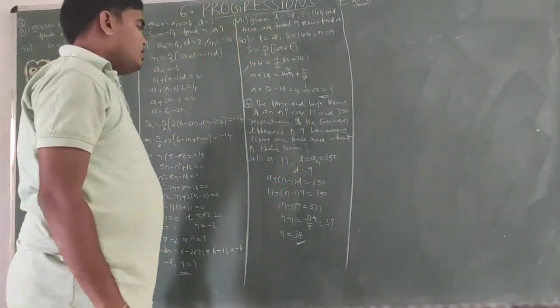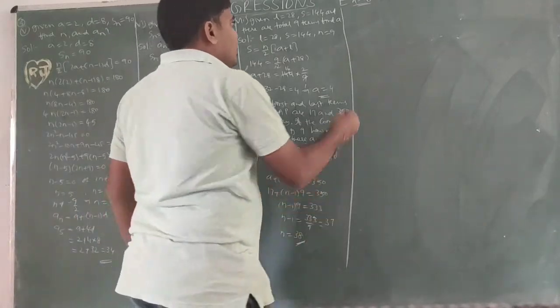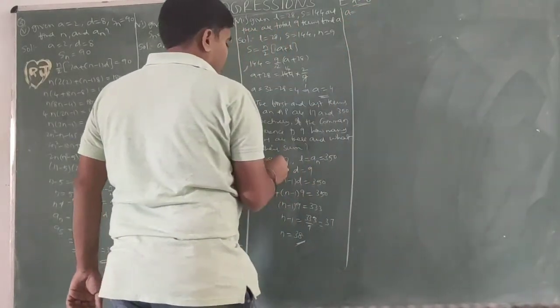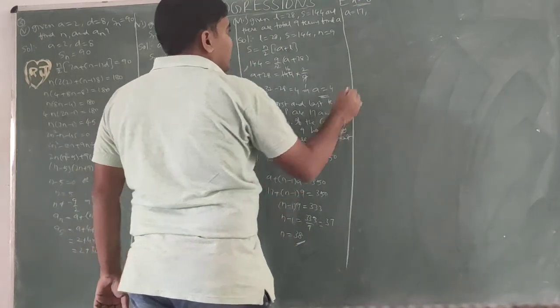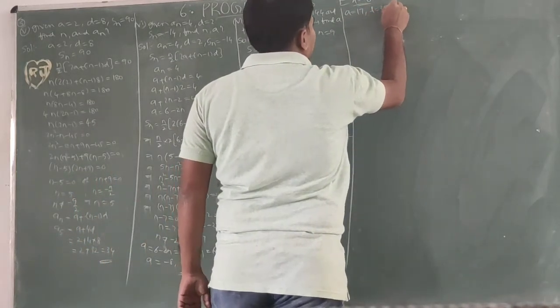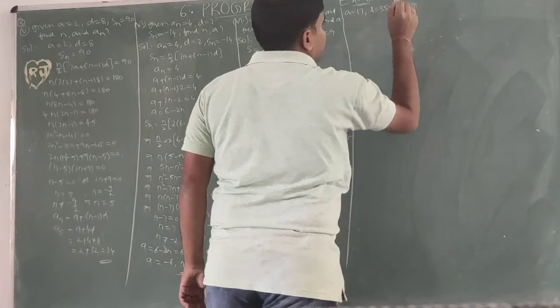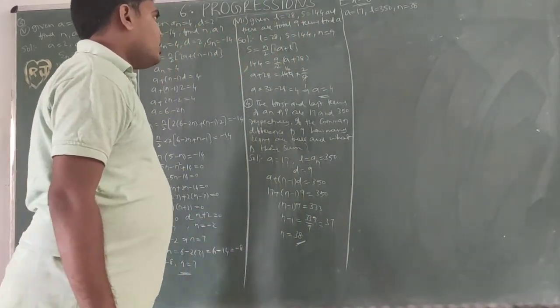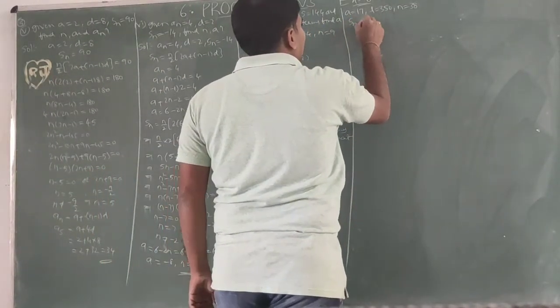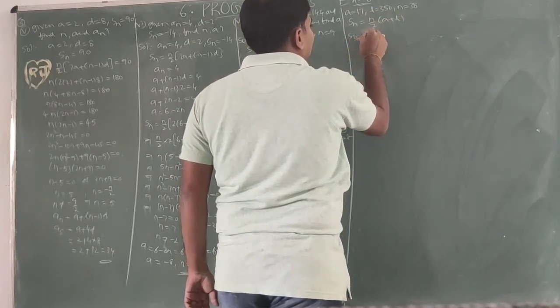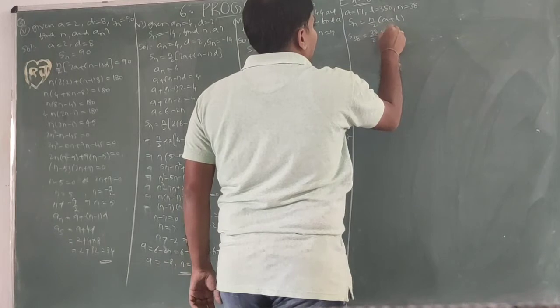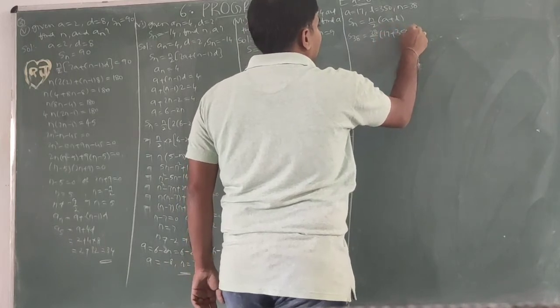After getting the n value, we need to find the sum. So a equal to 17, l equal to 350, n equal to 38. Sn equal to n by 2 of (a plus l). So S38 equal to 38 by 2 of (17 plus 350).